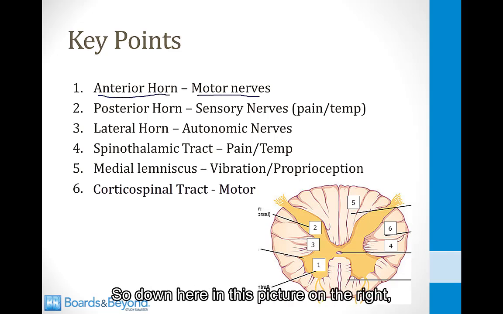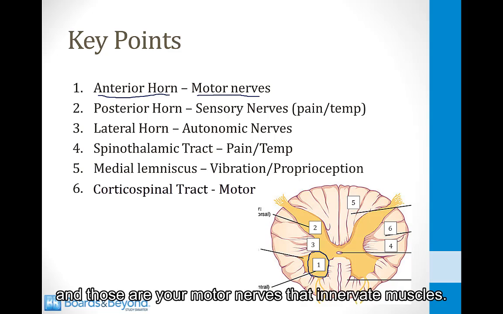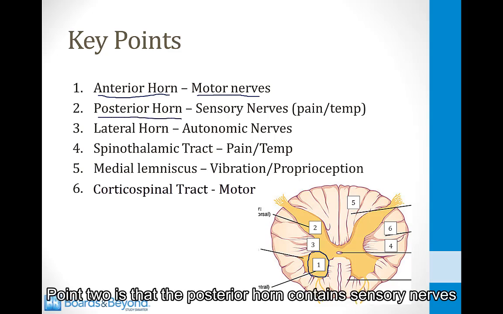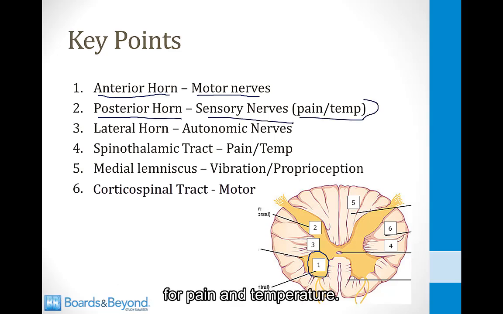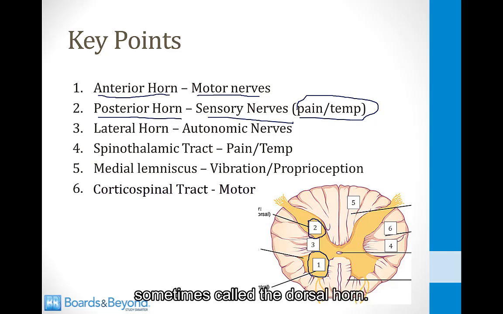So down here in this picture on the right, I've put the number 1 in the anterior horn. It's sometimes called the ventral horn, and those are your motor nerves that innervate muscles. Point 2 is that the posterior horn contains sensory nerves for pain and temperature. Let's look down here on the right. I've drawn the number 2 in the posterior horn, sometimes called the dorsal horn.